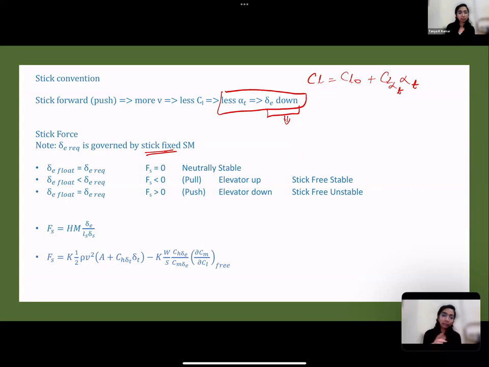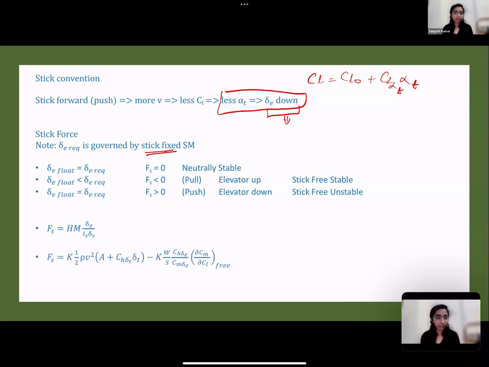You just told me that if I push the elevator down, the angle of attack reduces and the aircraft will pitch down. So if I pull the elevator up, the angle of attack increases and the aircraft pitches up. Yes, lift decreases. There's a delta L downwards. Correct. And the angle of attack will increase.